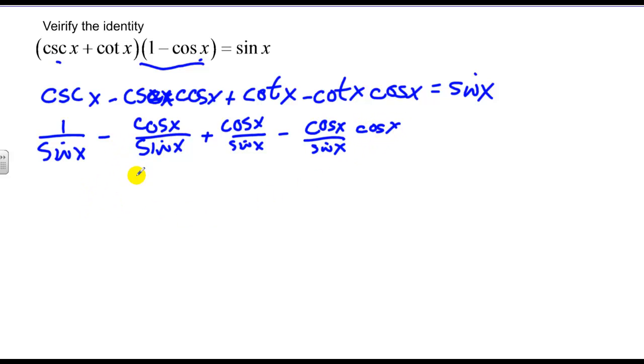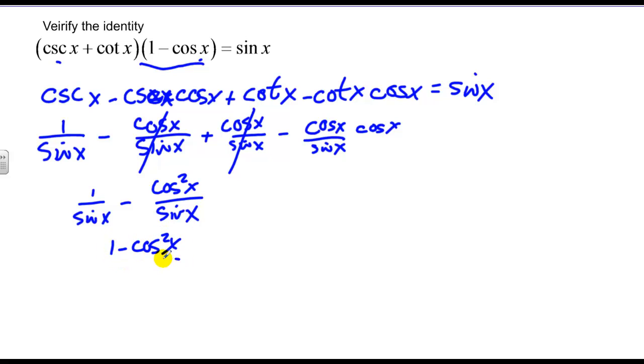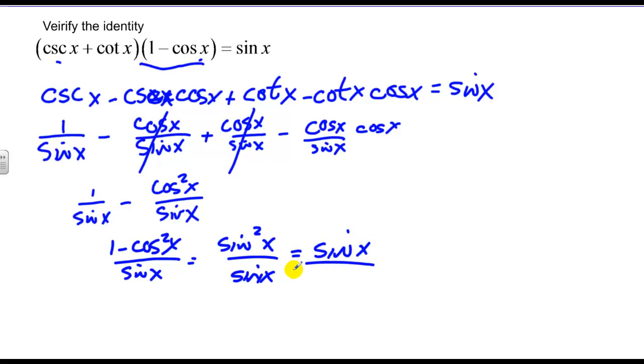So notice these two terms go. I'm left with 1 over sine minus cosine squared, starting to be a pattern, over sine. So I have 1 minus cosine squared over sine. We know 1 minus cosine squared is sine squared. If that one's not beat into your head by now, I don't know when it will be. And that's equal to sine, which is what we were trying to get to.